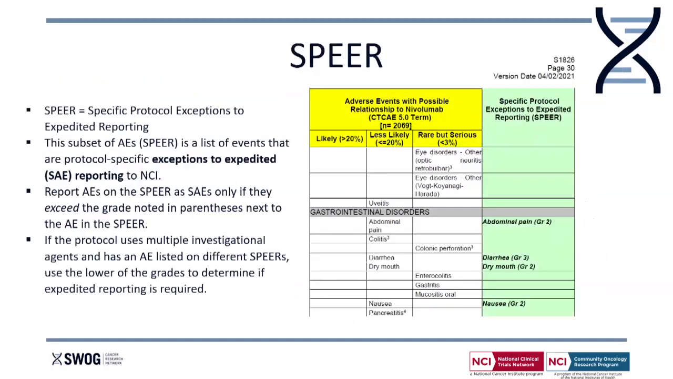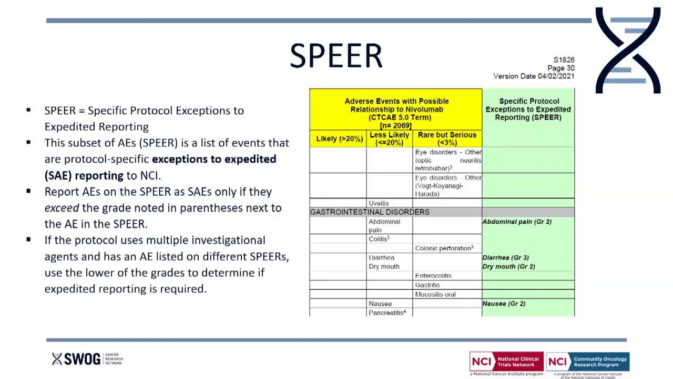The SPEAR, Gabby did touch on this just briefly in the previous presentation. This is very confusing to many people, myself included. But the simplest way to think of the SPEAR, which stands for Specific Protocol Exceptions to Expedited Reporting, and it's that green column all the way on the right. The simplest way to think about it is it's just a list of AEs that will never require SAE reporting.